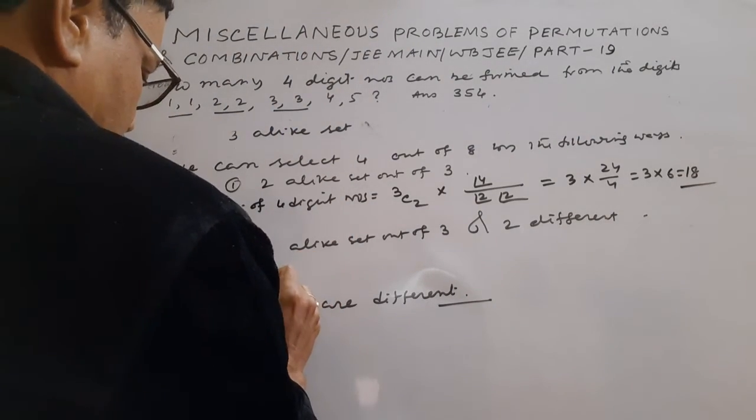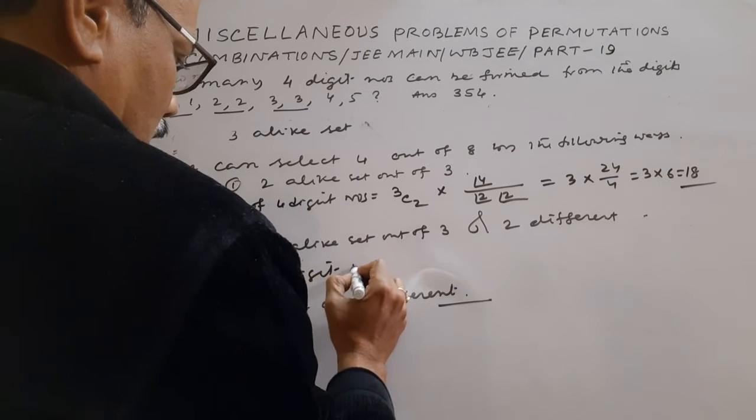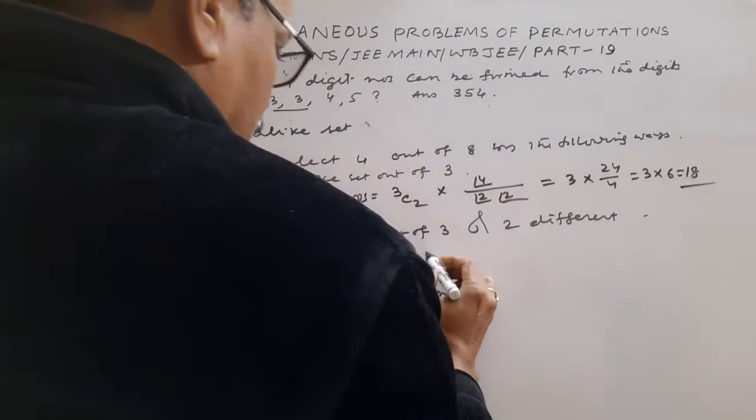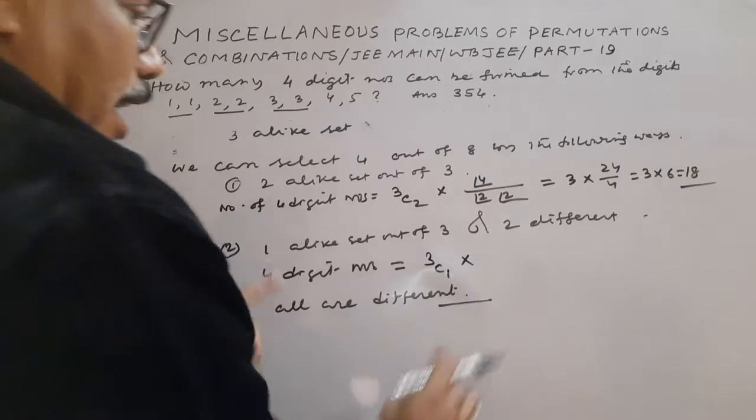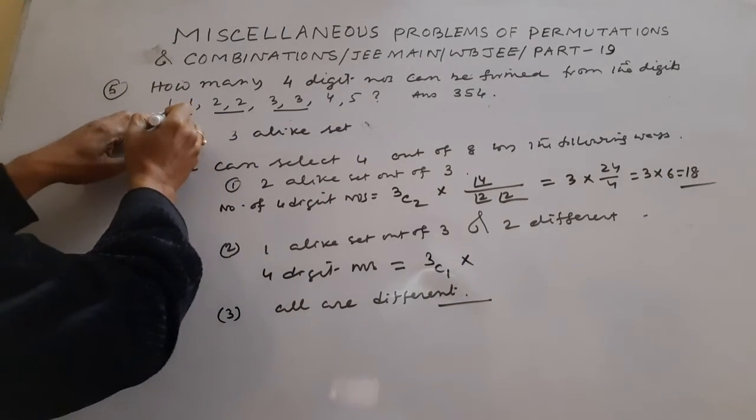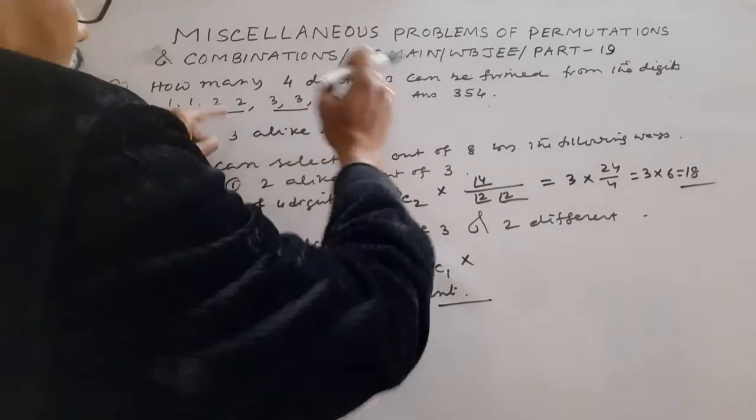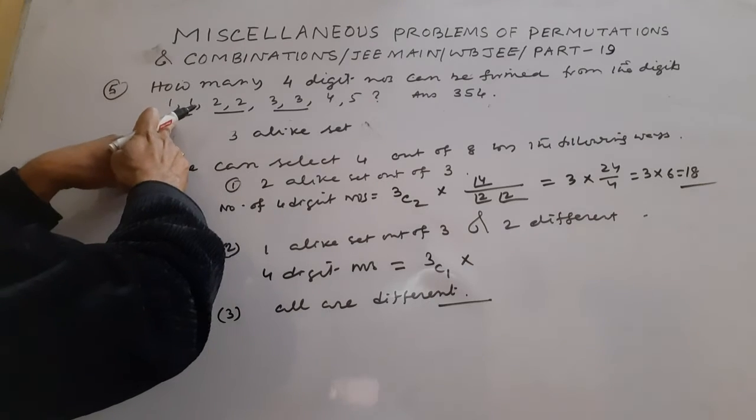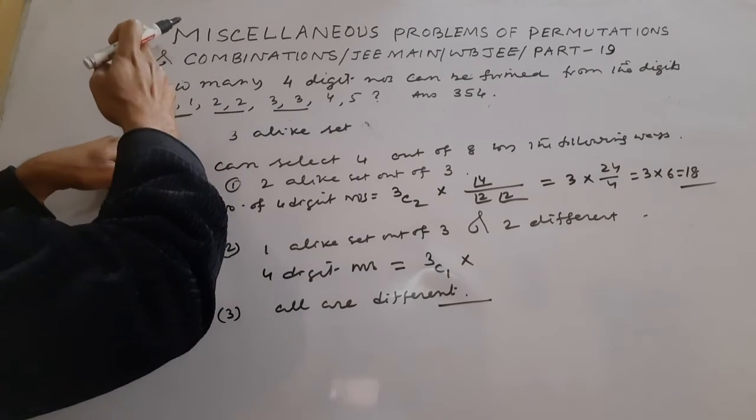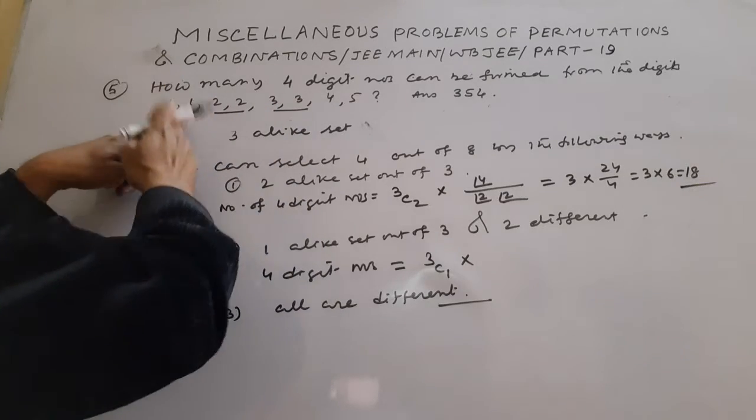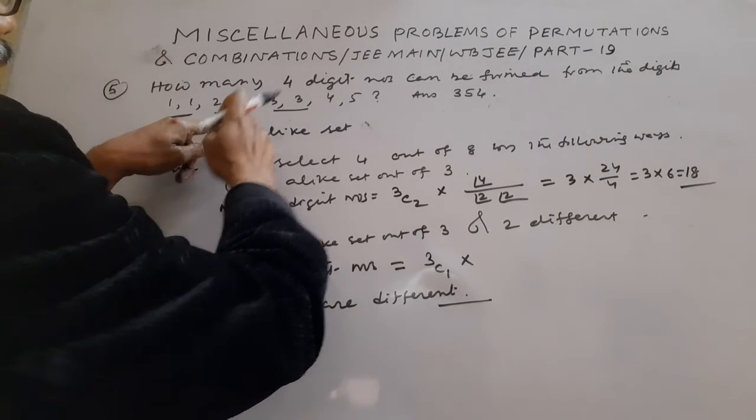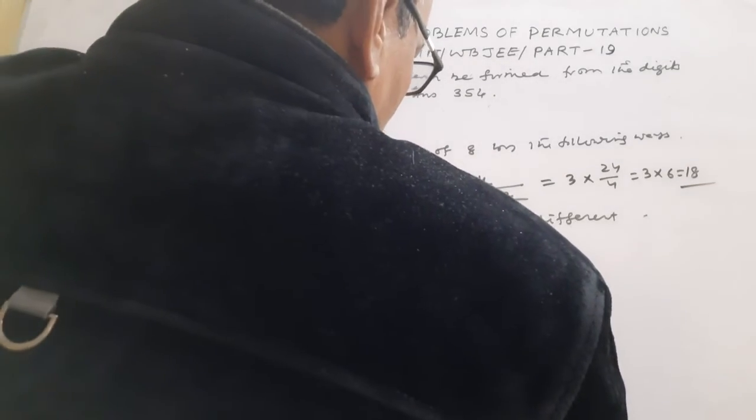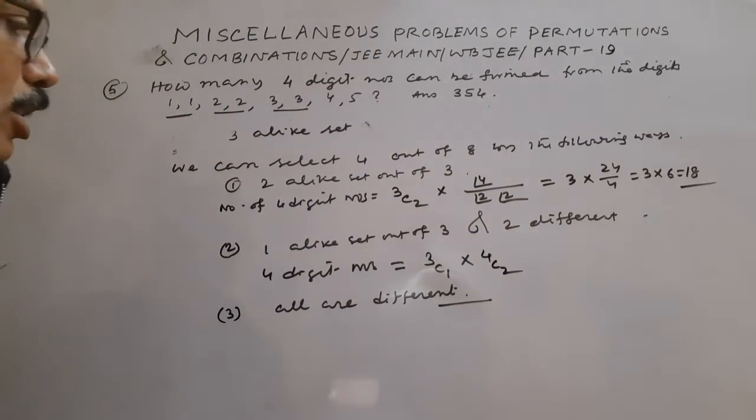For the second case, 4-digit numbers. So selection: one alike set out of 3, so 3C1, and 2 different. How many different? You are taking one set, so 2, 3, 4, 5 are 4 different. But here we have taken only one set, either 1 or 2 or 3. If we take 1 set, then 1, 2 we can take, 1, 3 we can take, 1, 4, 1, 5. So this is 4C2. Out of 4, you have to take 2.